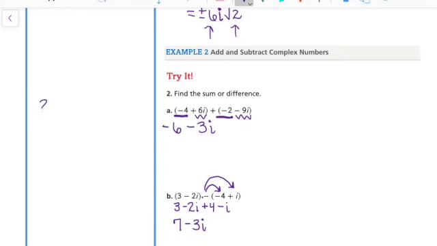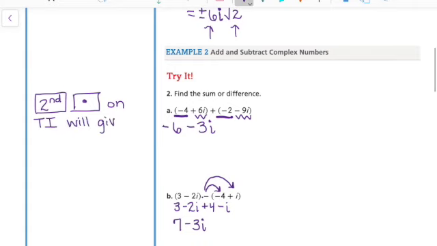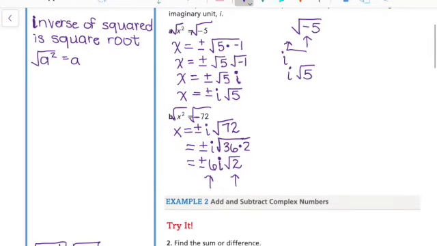So let's go back and write some steps there. That was second, decimal point on a TI will give me i, if I want to simplify those type of problems.